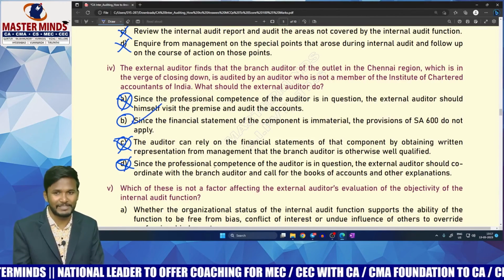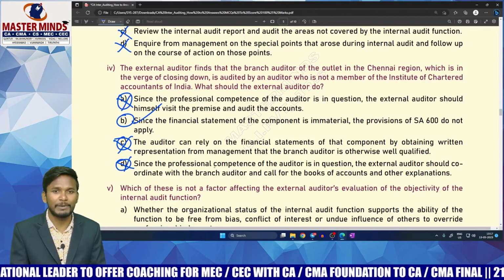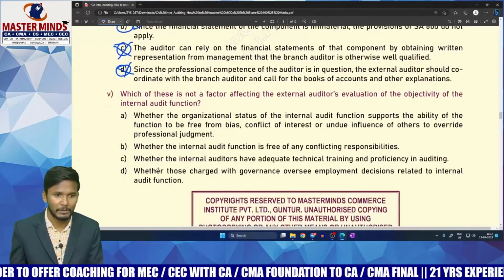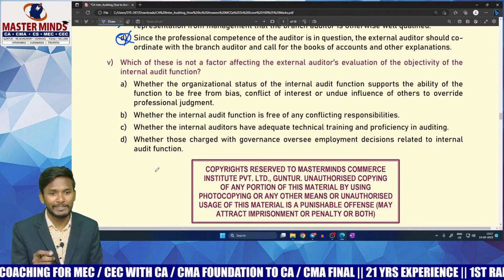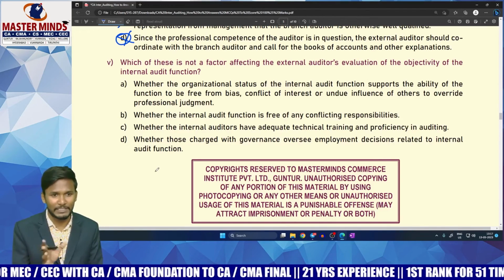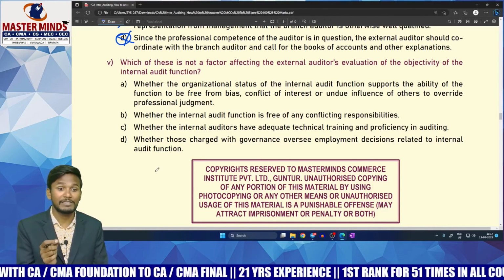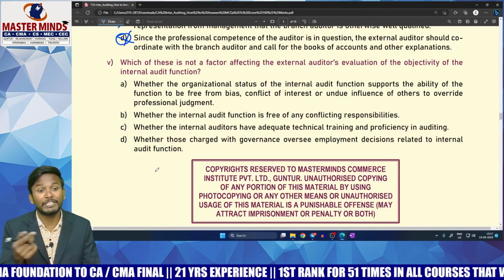Why? SA 600, whatever the standard, whatever the audit procedure, you will apply only when it is material. If that is immaterial, you will not consider it. Okay? Yes. Question 5, please. Which of these is not a factor affecting the external auditor's evaluation of objectivity of the internal audit function? Very important.